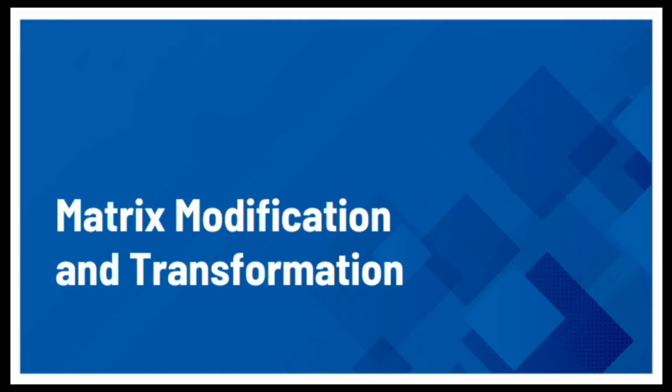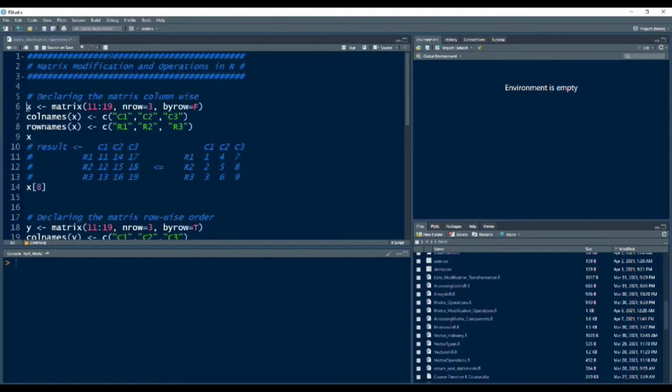And welcome to this lab session. In this lab lesson, we will learn about how to modify and perform matrix operations. Let's begin. Here we have the matrix X declared. So we have elements from 11 to 19 and stored in a column-wise format.